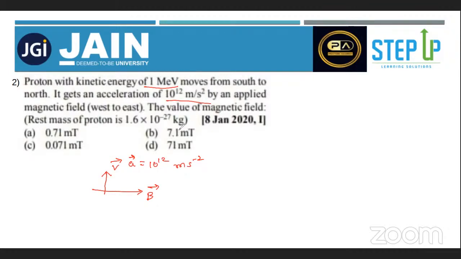Fine. Now, as we know according to the equation, force is equal to QVB sine theta. If you write it in magnitude form, it will become QVB sine theta. As we have here, the angle between V and B is 90 degrees, so sine 90 degrees is 1. So I can write it is equal to QVB. Also, force can be written as mass into acceleration. So force is equal to mass into acceleration.